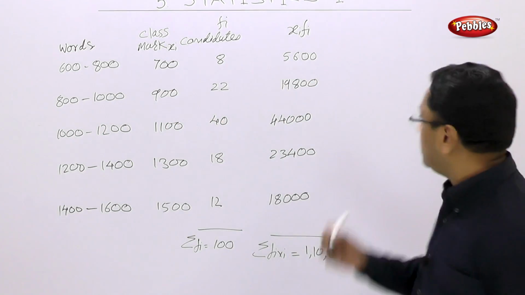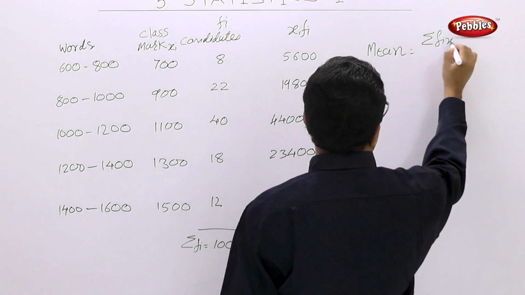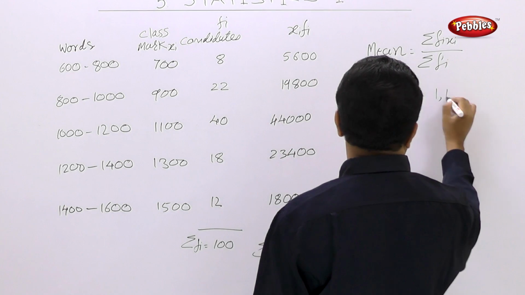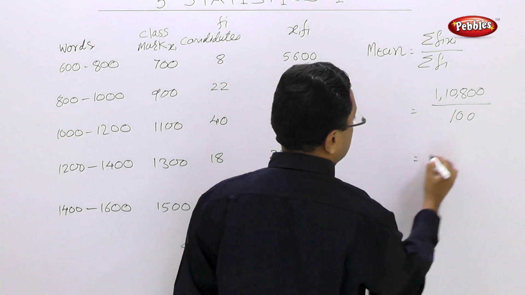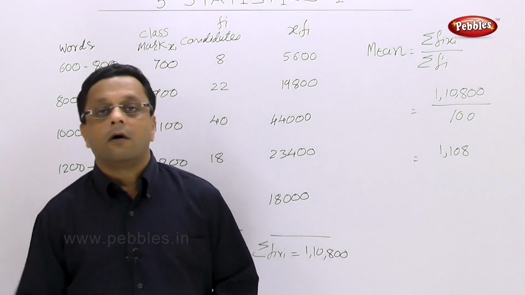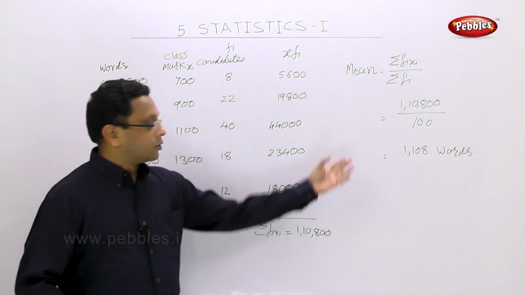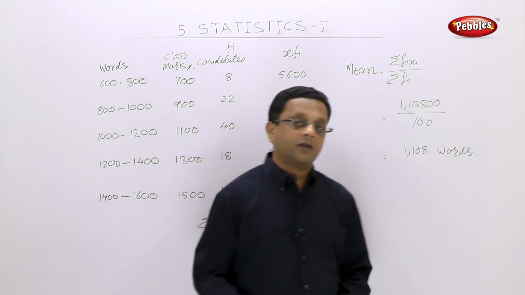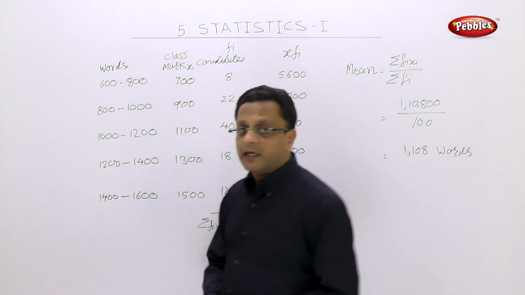Now how will you find the mean? Mean is equal to sigma fi xi upon sigma fi. That is 1,10,800 divided by 100. So this is 1108 words. So 1108 words is the mean number of words written. Very easy, simple. But have you observed in this case?